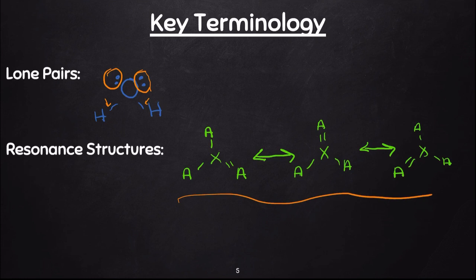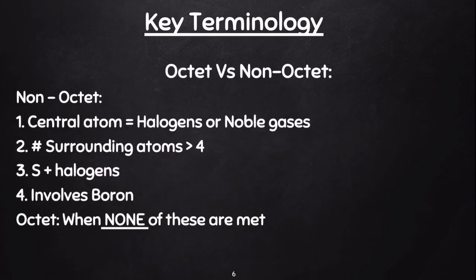However, our IF3 molecule today doesn't have resonance structures at all, so we won't have to worry about it. However, we may see some lone pairs when drawing our Lewis dot diagram. So keep that at the back of your head because you might have to use this terminology in a later slide.